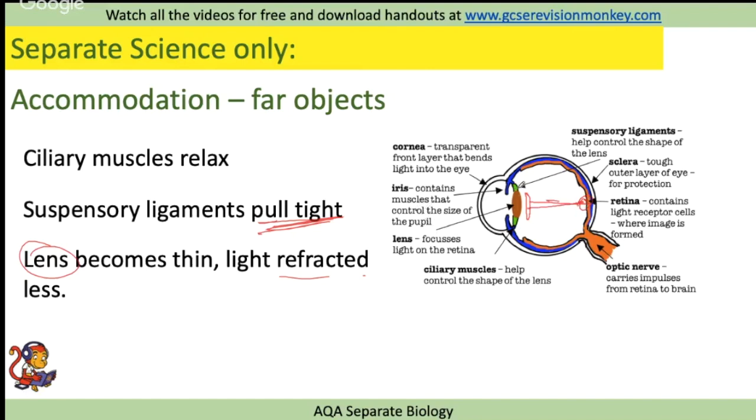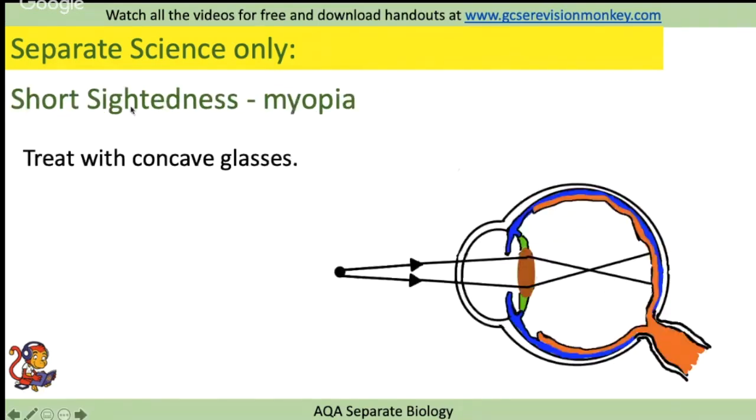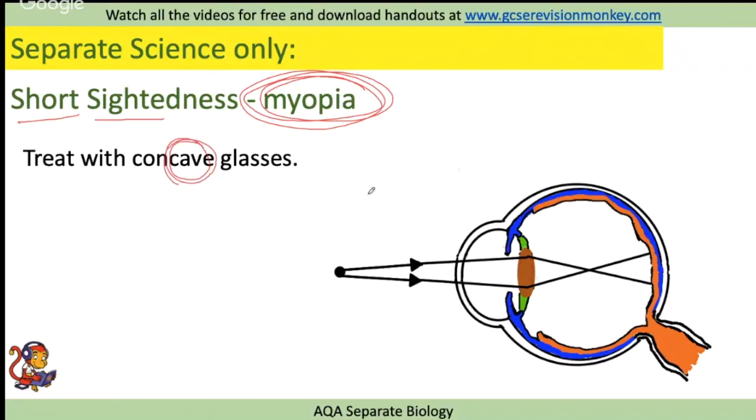Some people that find it difficult to change the shape of their lens might need to wear glasses. You might be short-sighted, which means that you can see things that are close up, but struggle to see things that are further away. This is called myopia. With short-sightedness, you need to treat it with a concave lens because you're bending the light too much. You can see the things close to you, so you're quite happy with making a fat lens and bending the light. To help you see things that are further away, you need to use a concave lens in your glasses.